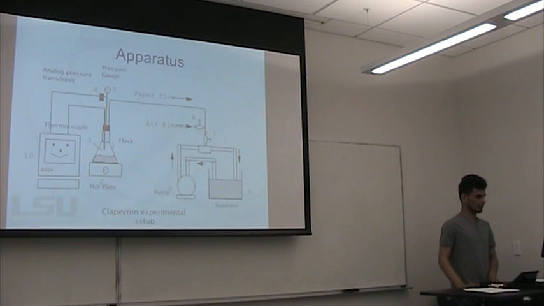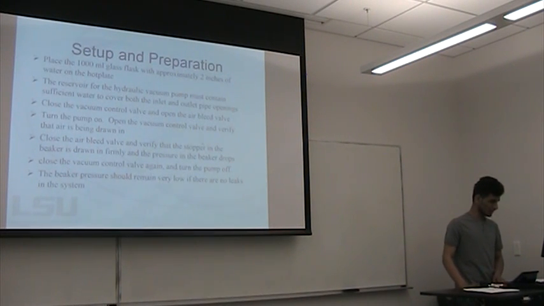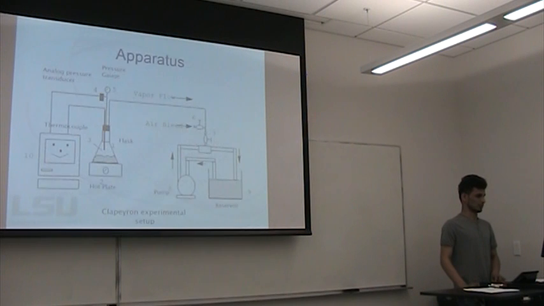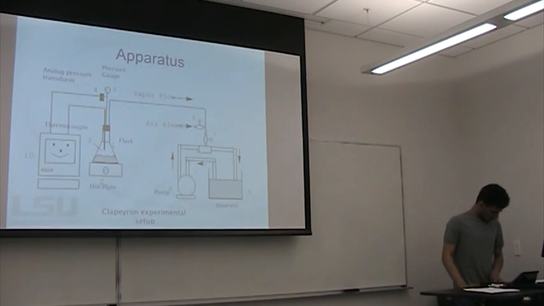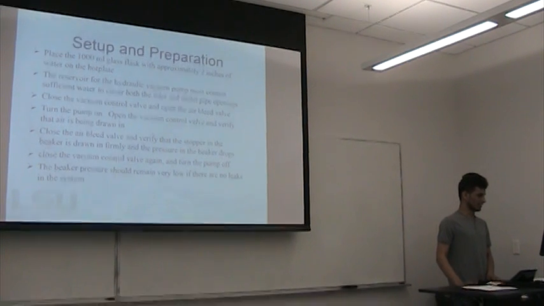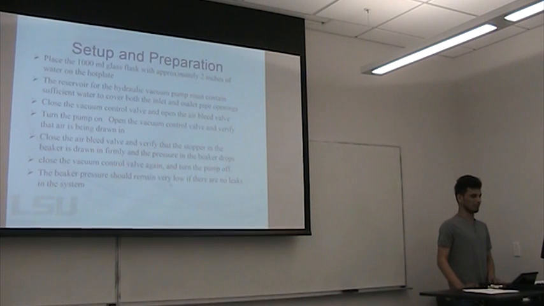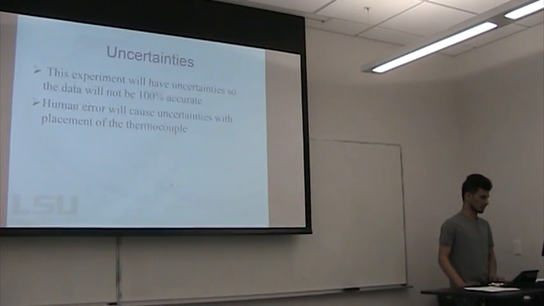And after that we have to slowly close this line to avoid any positive pressure buildup in the beaker, because we don't want the pressure in the beaker to be higher than the atmospheric pressure. Alright, and then we should get the data, and the beaker pressure should remain very low. If not, then there is a leak in the system, as I said before.